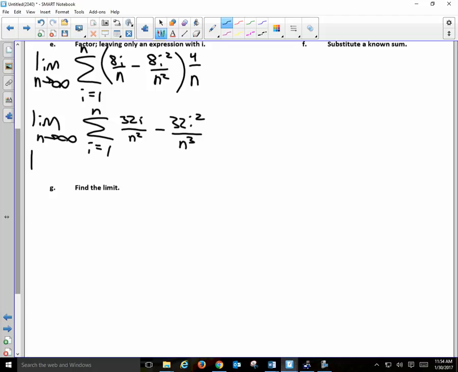Finally, I'm going to write it like this. The limit as n goes to infinity of 32 over n squared times the sum from i equals 1 to n of i. And I'll do my second one. Minus the 32 over n cubed times the sum from i equals 1 to n of i squared. So we can break the binomial up into 2 sums.